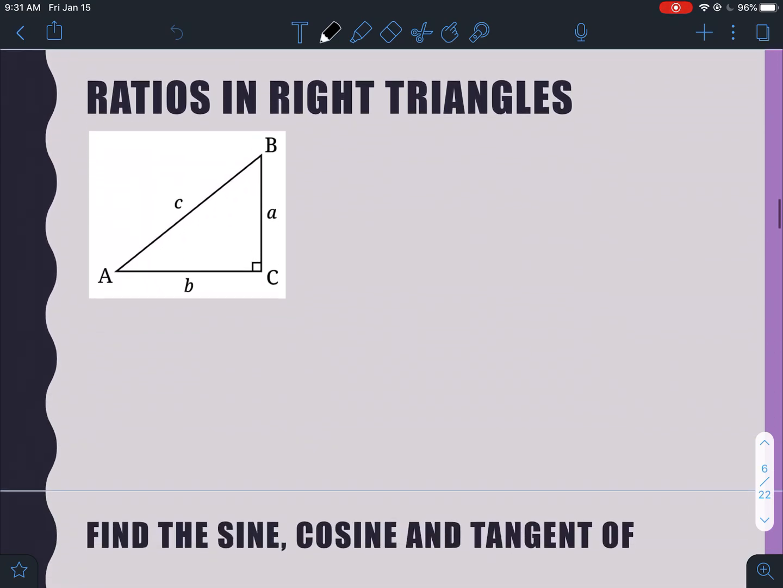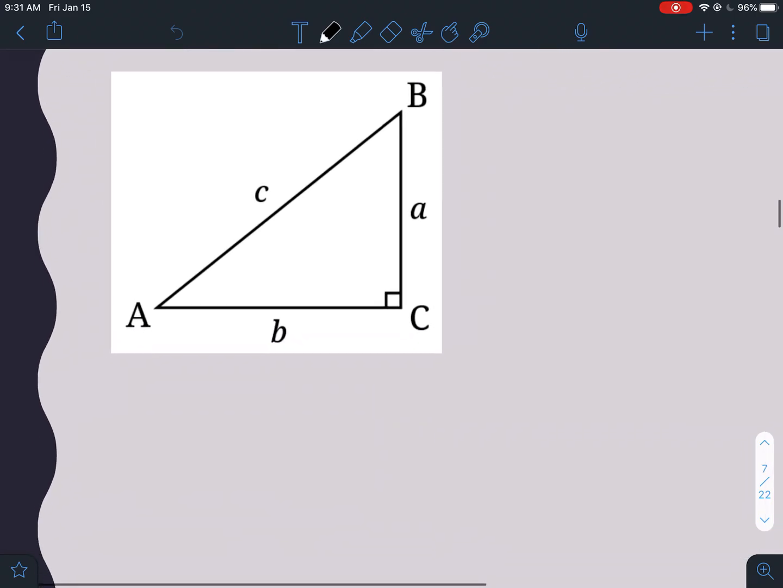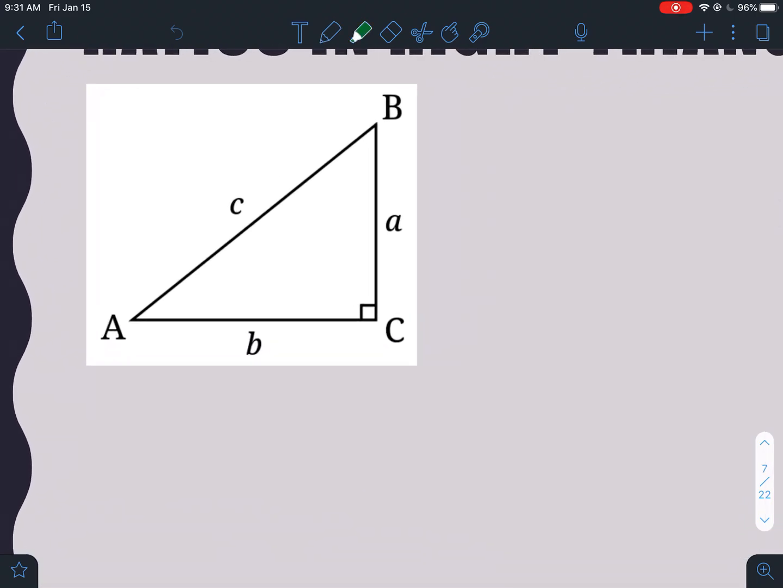So the ratios in the right triangle, our trig ratios. When we did the Pythagorean theorem, we had a squared plus b squared equals c squared. We're going to continue to keep the Pythagorean theorem as part of our problem-solving strategy. But now notice we also have angles involved. So we have angle A, angle B, and angle C. Well, the ratio of the sides in any right triangle stay consistent based on certain angles.